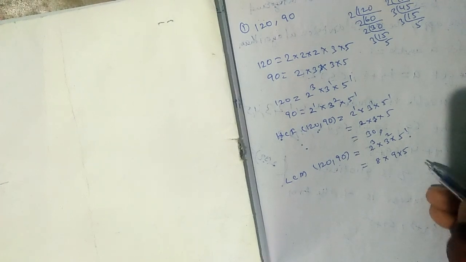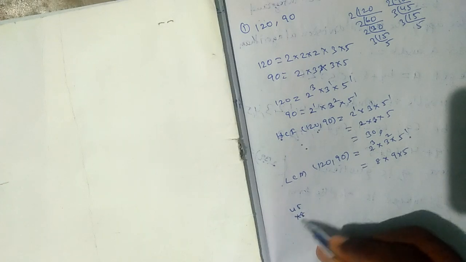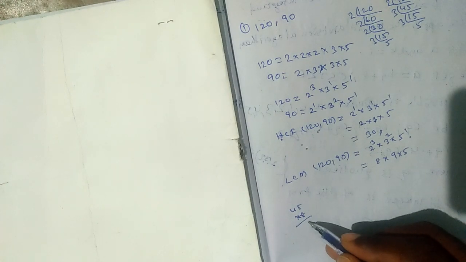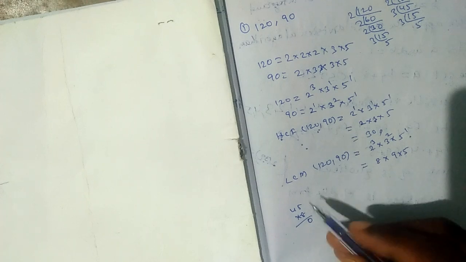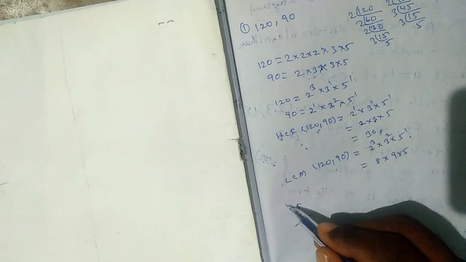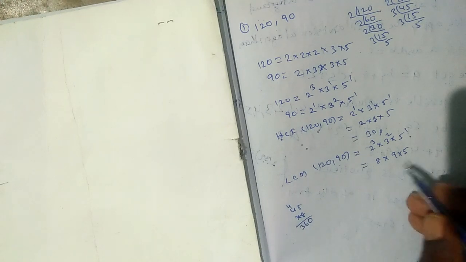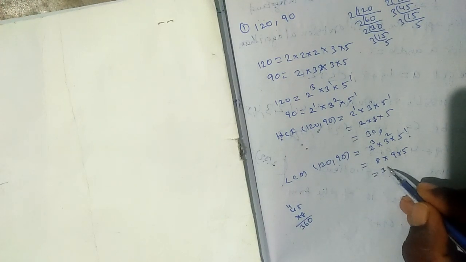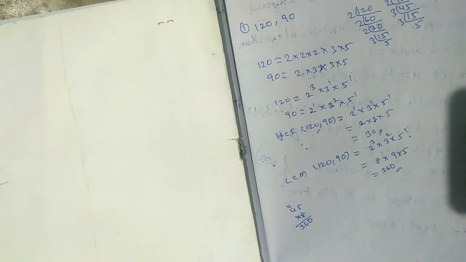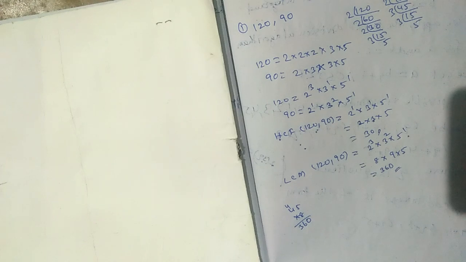Okay. 9 5s are 45 into 8. 8 5s are 40. 8 4s are 32 and 36. So 360 is the LCM of 120 and 90.